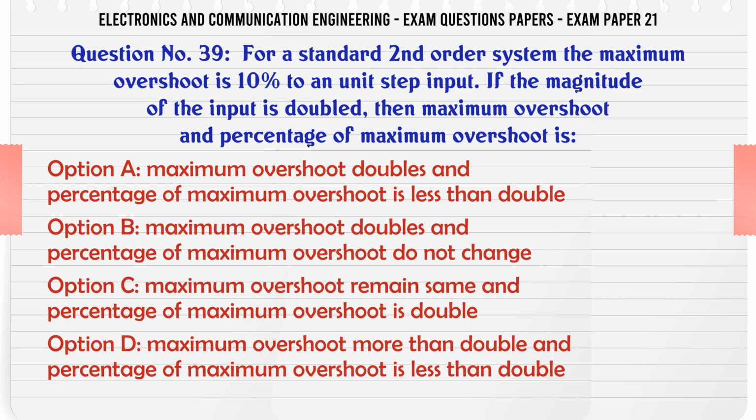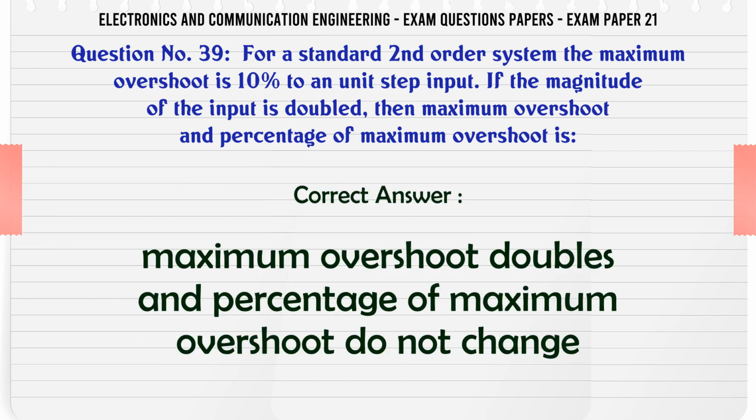For a standard second-order system, the maximum overshoot is 10 for a unit step input. If the magnitude of the input is doubled, then the maximum overshoot and percentage of maximum overshoot are: A, maximum overshoot doubles and percentage of maximum overshoot is less than double. B, maximum overshoot doubles and percentage of maximum overshoot does not change. C, maximum overshoot remains the same and percentage of maximum overshoot is double. D, maximum overshoot more than doubles and percentage of maximum overshoot is less than double. The correct answer is maximum overshoot doubles and percentage of maximum overshoot does not change.